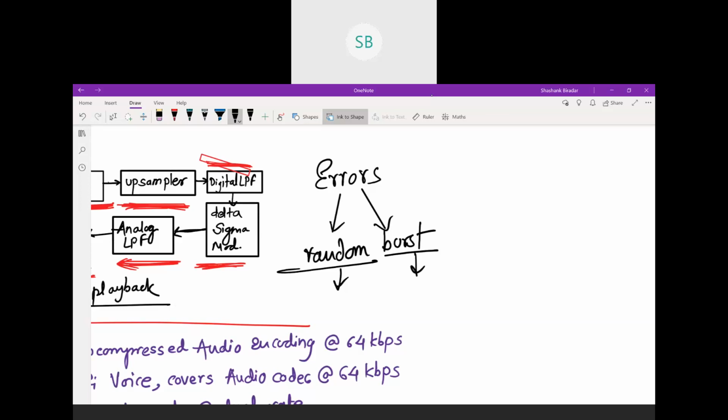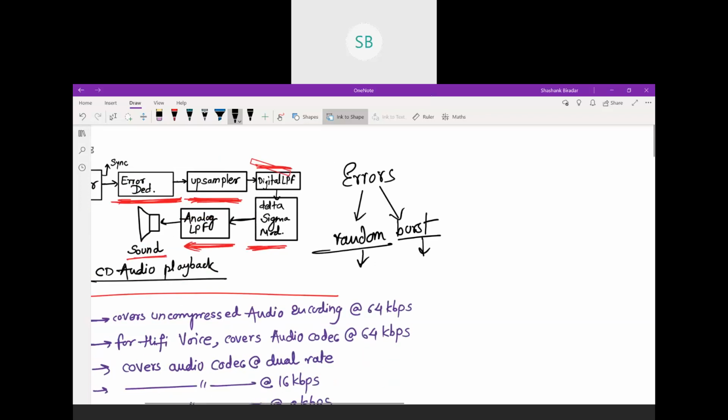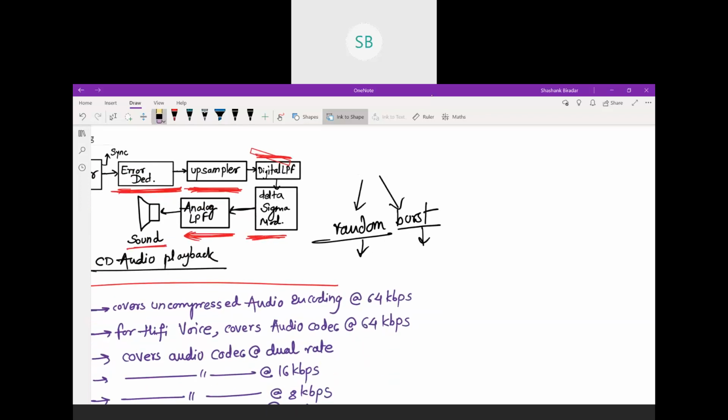If the data is not clear, we get a click sound, because that doesn't carry any kind of information, and here we are talking about audio signals. So that can cause the error.